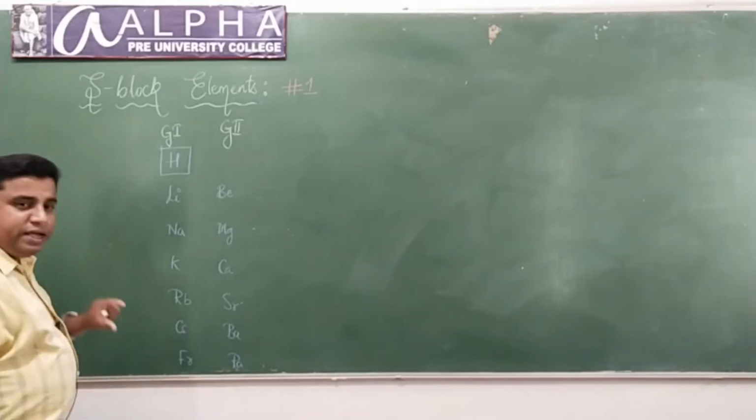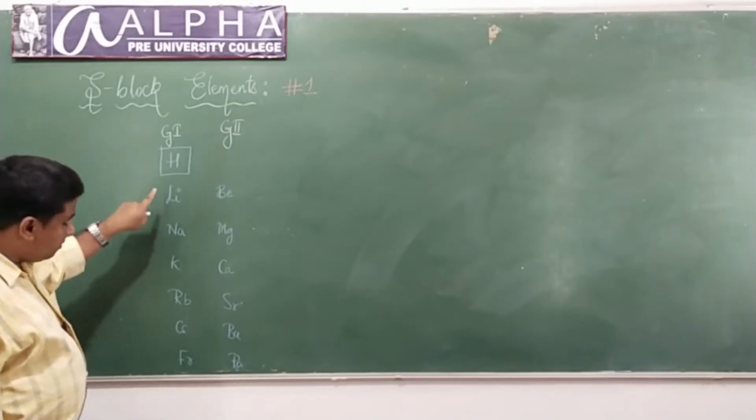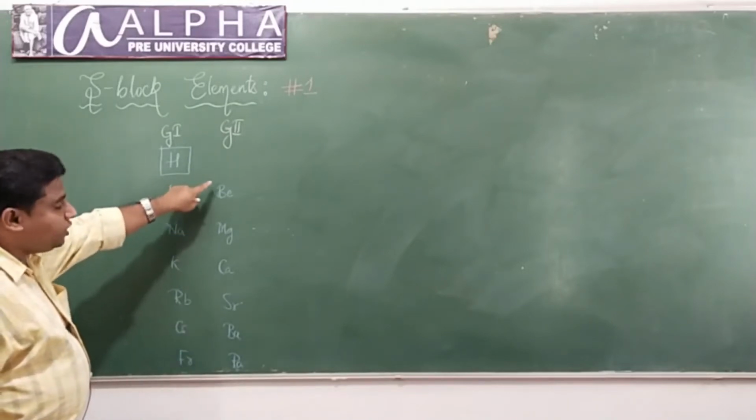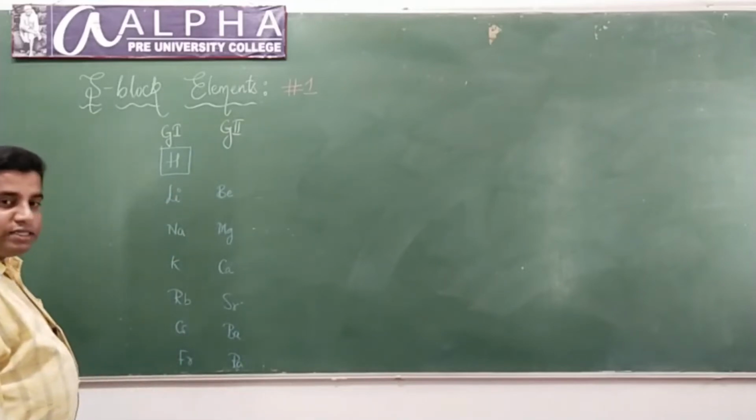So that means in group 1 we just have to study the elements from lithium to francium, and in group 2, beryllium to radium. Understand my point?